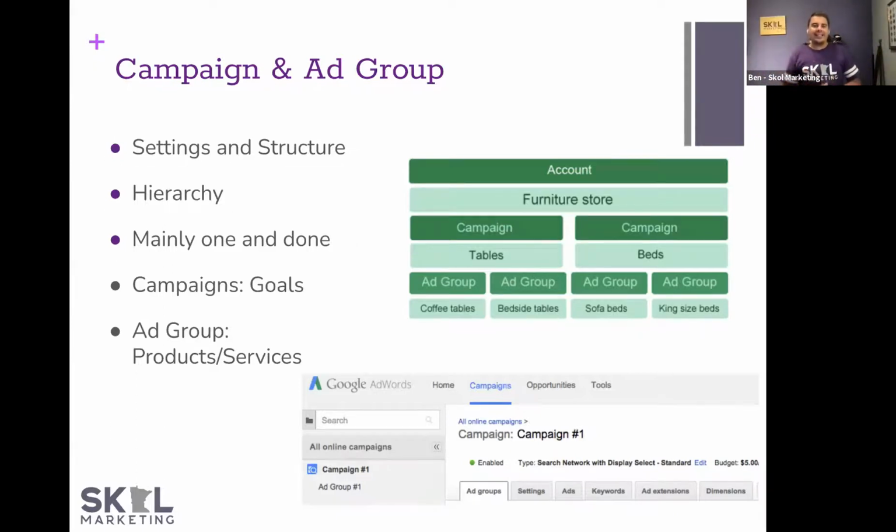When we break that down into ad groups, you can see the example here with tables. We can then have an ad group of coffee tables and another ad group of bedside tables, because obviously the person that's looking for a bedside table, that's something different than a coffee table. And that's one of those things you want to keep in the back of your mind: the more specific you can generally be within SEM, the better it's going to be for you.